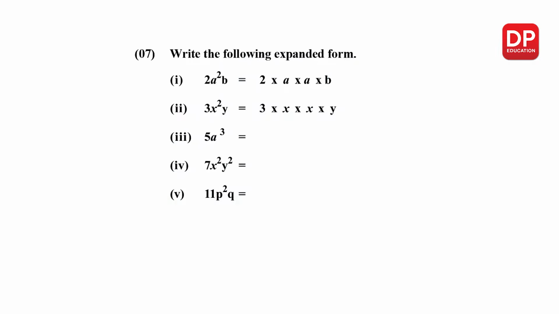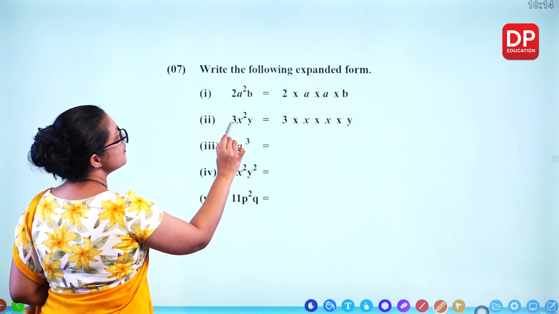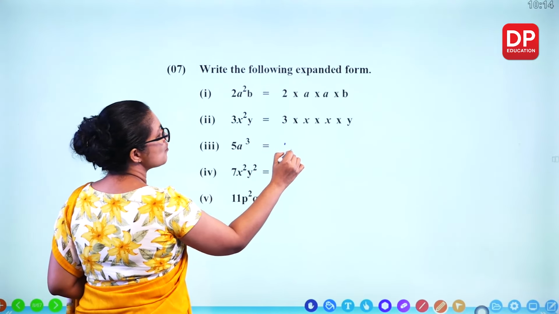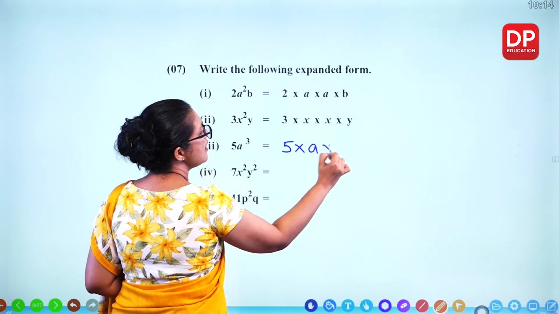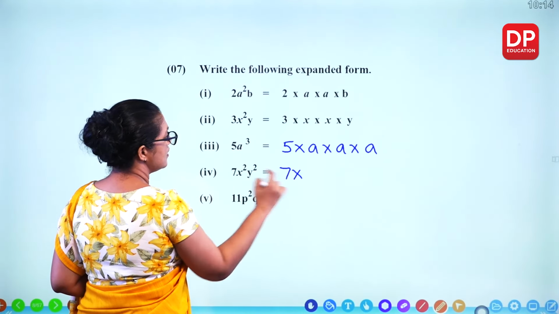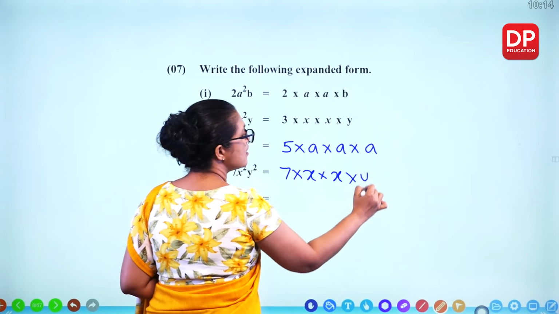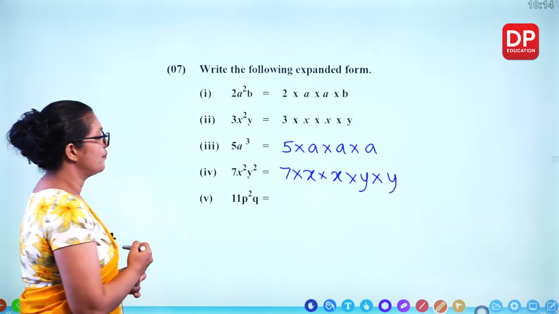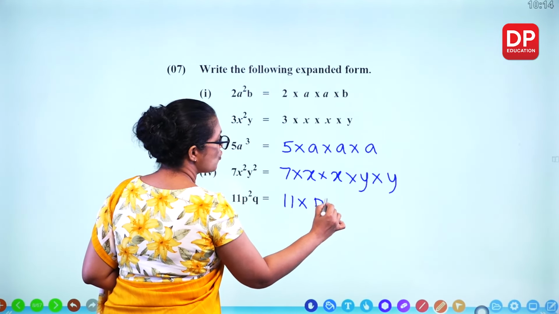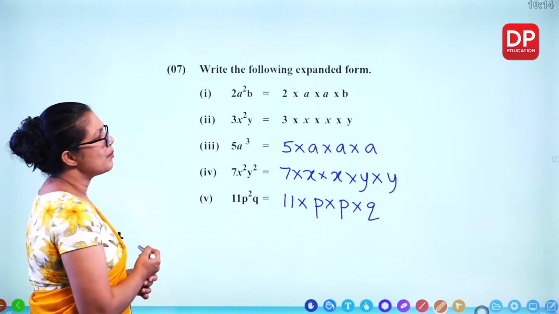Write the following expanded form. So 2a squared, that means twice, and b. 3x squared, that means 2 x's and y. How do you write this one? 5 and 3 a's. This one 7. How many x's are there? 2. And how many y's are there? 2. The other one. 11 is there. 2 p's. P squared means p into p. And then 1 q value.